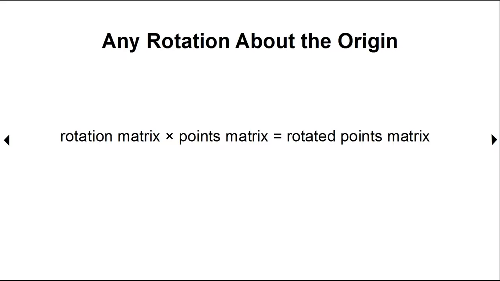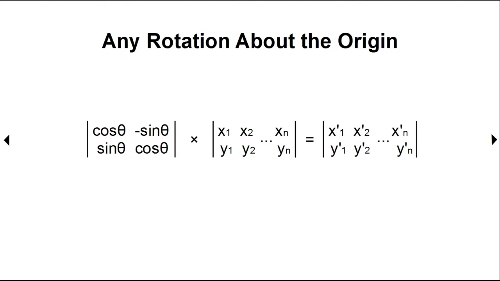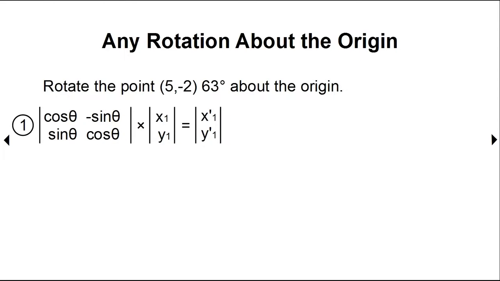So we start off with this concept. We're multiplying two matrices together to find the new matrix, which shows the new points. And we set it up like this. The rotating matrix uses trigonometric functions of an angle. You multiply it by the original points, and you get the new points. In this example, we're going to rotate 5, negative 2, 63 degrees about the origin.